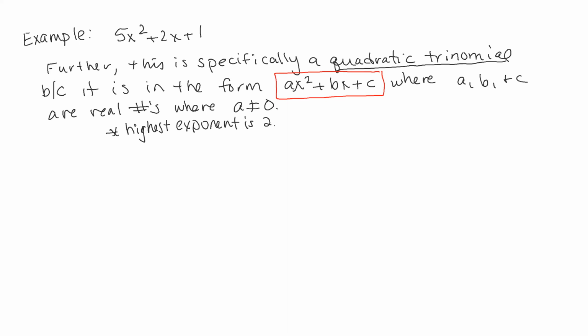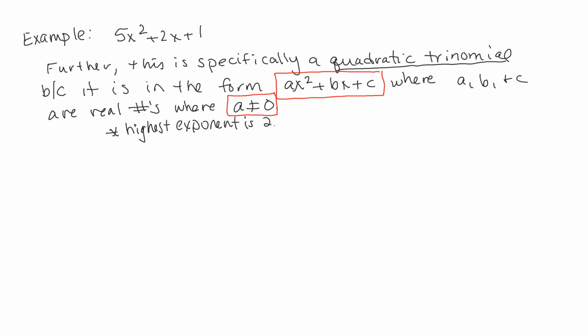So what makes it quadratic is the fact that the highest exponent is 2. So we do not want a to equal 0, because if a equals 0, that first term, a times x squared, would just become 0, and it would no longer have the highest exponent of 2. Okay, so for this to be quadratic, we have to have a squared term in the trinomial. A lot of times we would call this a second degree polynomial.